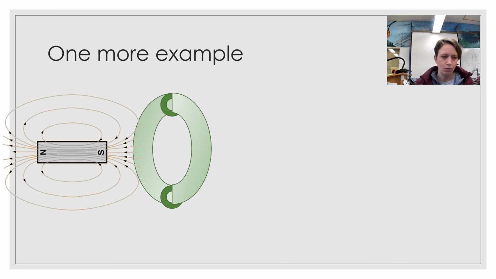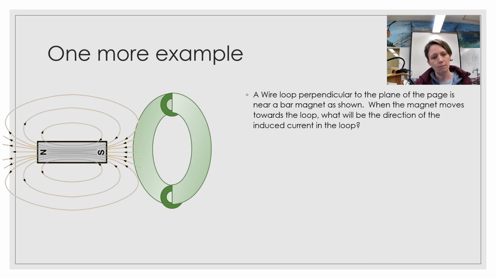One last example, we've got a permanent magnet here on the left, and we've got a wire loop. It's hard to draw this, but it's sort of supposed to be going in and out of the page, perpendicular to the plane of the page, near a bar magnet. And I'm going to take that magnet and I'm actually going to move it closer or towards the loop. And the question is, what will be the direction of the induced current in the loop?